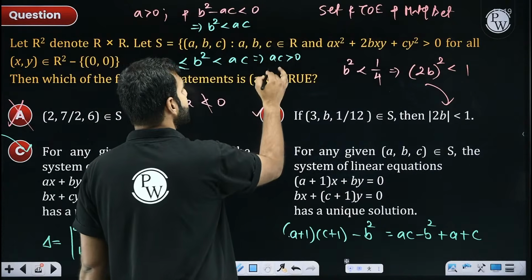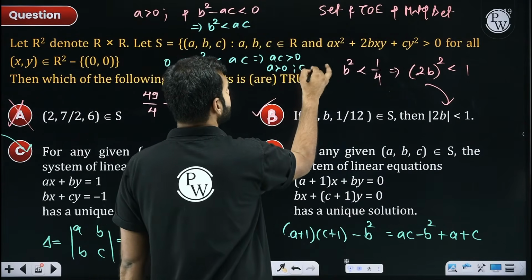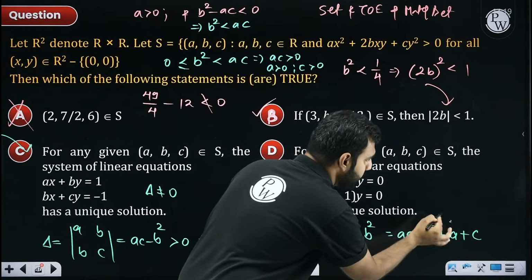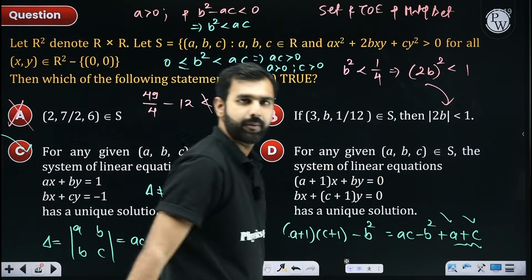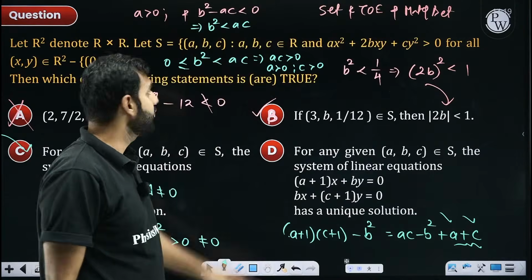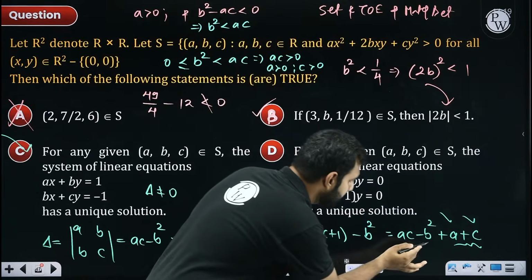I already knew that A is positive. So if A is positive, C is also positive because the product is positive. So pay attention to this part. A is positive, C is positive. So both are positive. And AC minus B square is also positive because B square minus AC is negative.